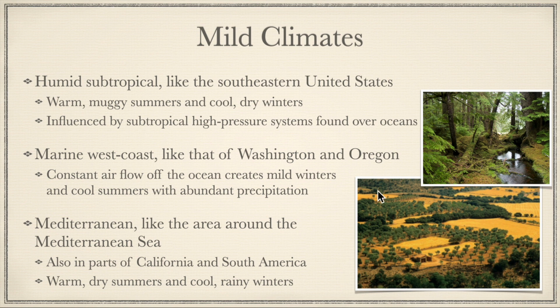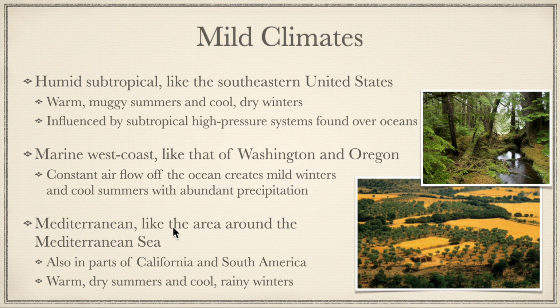Maritime west coast, like that of Washington and Oregon. You have this constant airflow off the ocean, which creates mild winters and cool summers with abundant precipitation. Again, maritime air masses are bringing a lot of moisture from the oceans that ends up falling as precipitation. You actually end up with temperate rainforests in these areas, where there is so much rain that it is considered a rainforest, but it's a temperate rainforest.